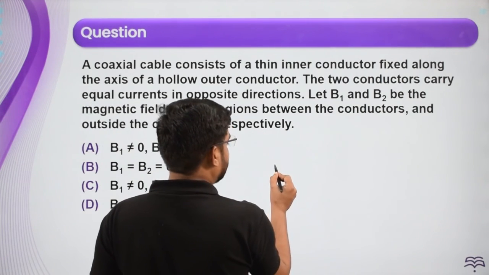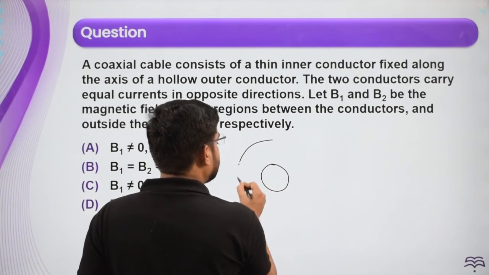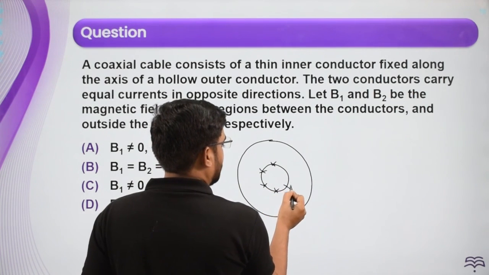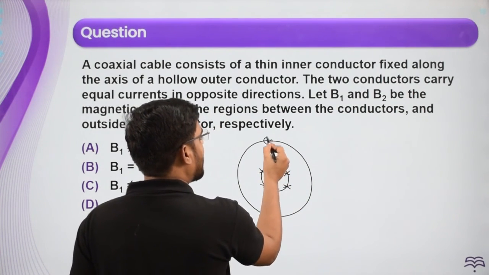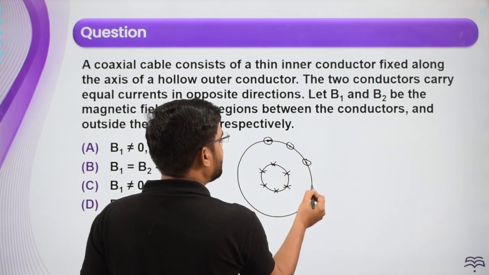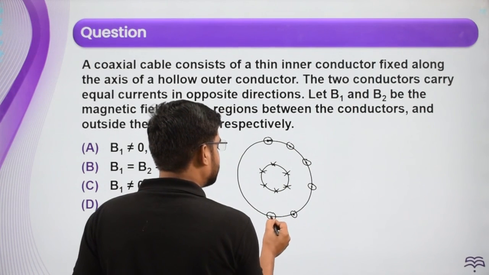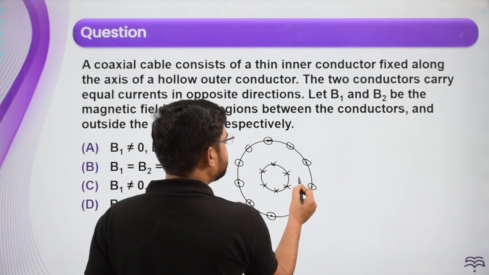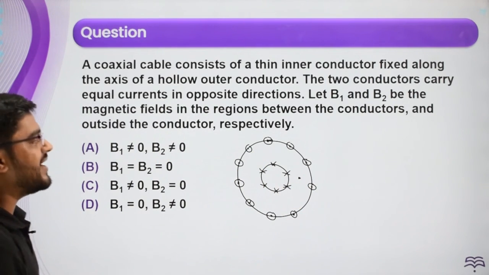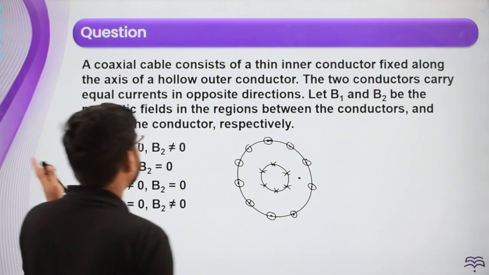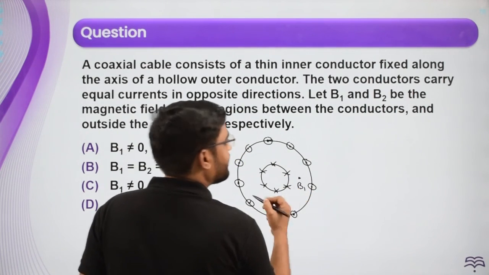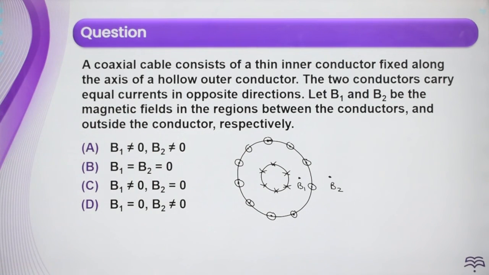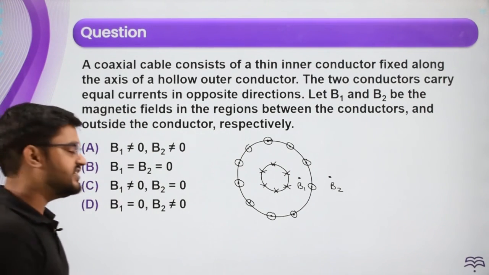Let B1 and B2 be the magnetic field in the region between the conductors and outside the conductors respectively. So if we make the diagram of a cross section, this is my inner conductor, this is my outer conductor. The inner conductor is carrying a current, let's say, into the plane of the paper, and the outer conductor is carrying a current out of the plane of the paper. The total current in both of them is equal, but the direction is just opposite. This is the cross section view. So at this particular point between the conductors, the magnetic field is B1, and outside the conductors it is B2. We just need to check whether they are zero or non-zero.